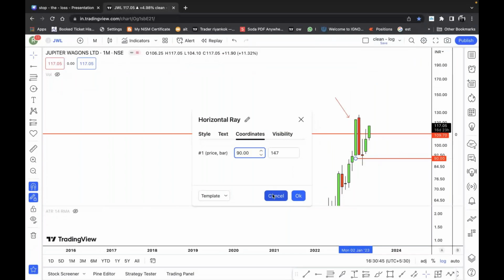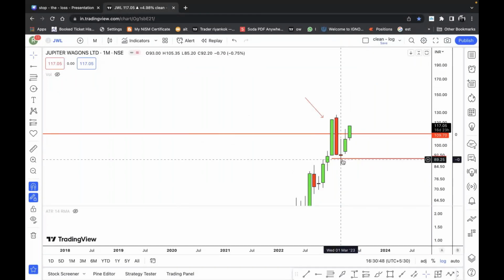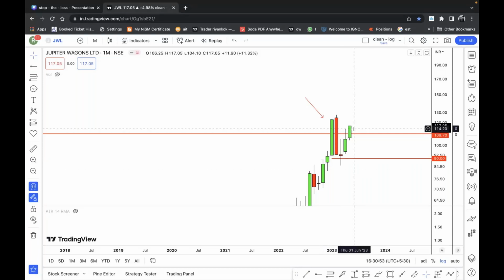And you can see that the stock came down, but the stock did not give a closing below 90, right? And then it moved above towards the level of 170. So that is how you keep your stop losses in investing. The methodology is the same only.